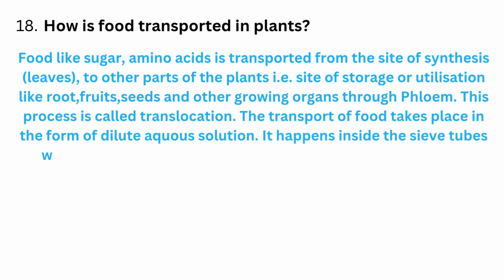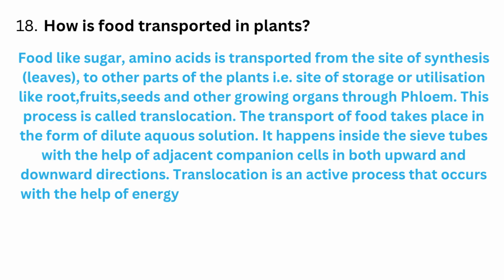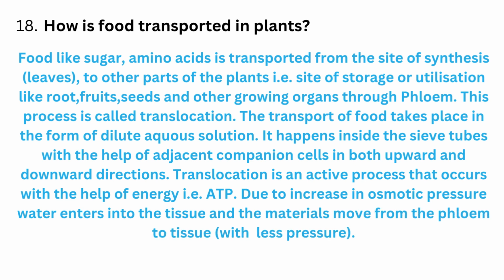It happens inside the sieve tubes with the help of adjacent companion cells in both upward and downward directions. Translocation is an active process that occurs with the help of energy, that is ATP. Due to increase in osmotic pressure, water enters into the tissue and the materials move from the phloem to tissue with less pressure.